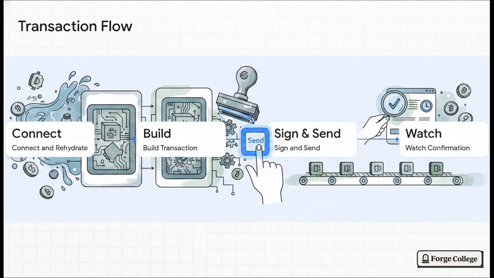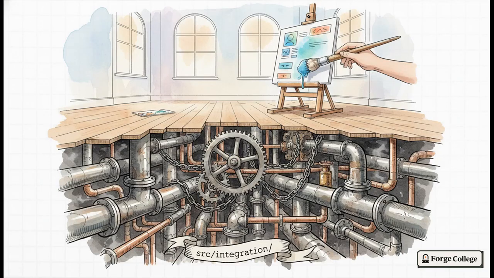And finally, we track the delivery at step 4, watchConfirmation. By the end of this line, you've got yourself a finished product, a fully confirmed ERC 1155 transaction. Now, separating your UI ensures these primitives are highly reusable. You want to keep the heavy lifting in src/integration and the buttons and text in src/UI.